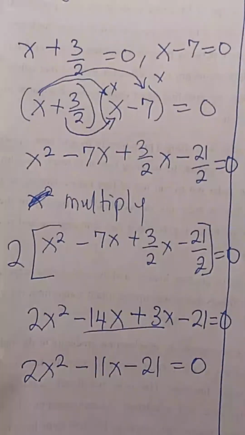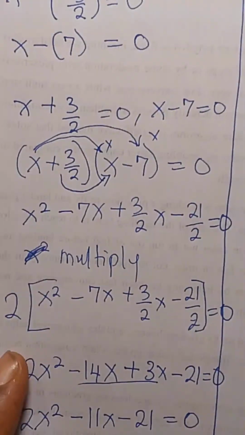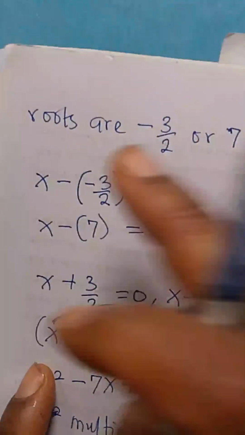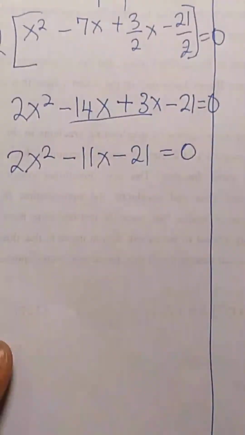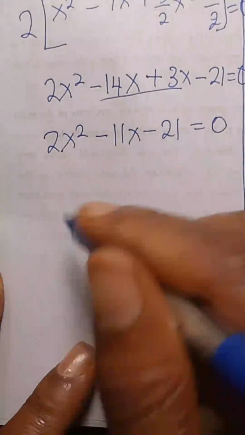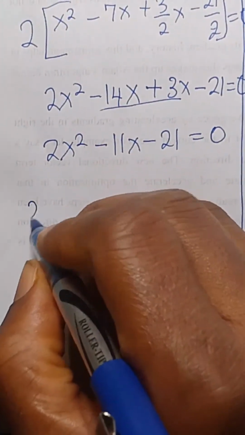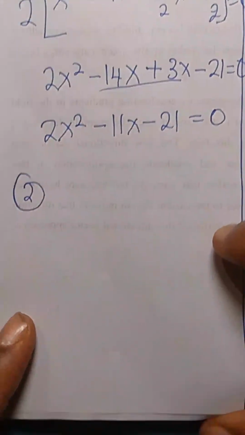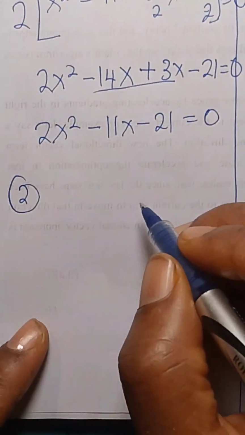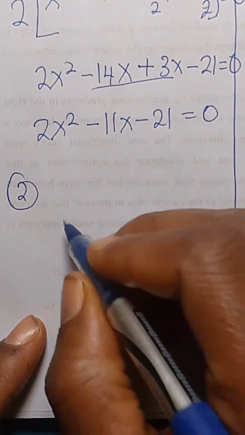So what we did here: we were given 2 roots, and we are asked to use them to form a quadratic equation. That is where we are now. All right, the second one, we are going to solve another one on using roots to form a quadratic equation. So we are going to solve example 2.